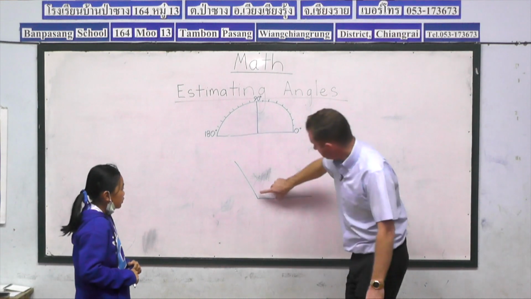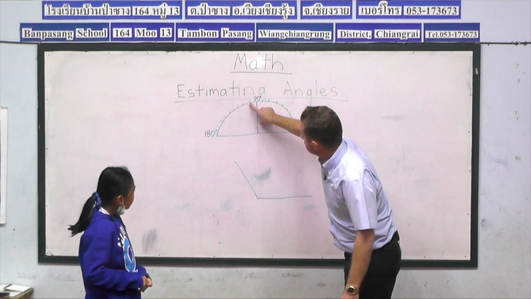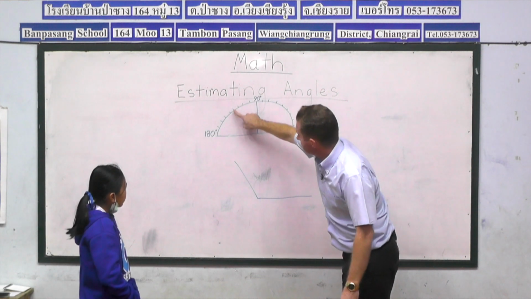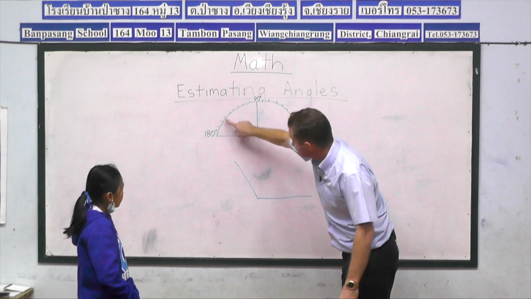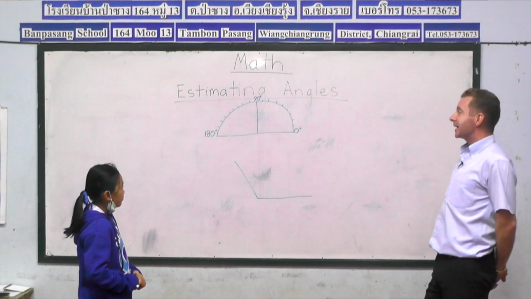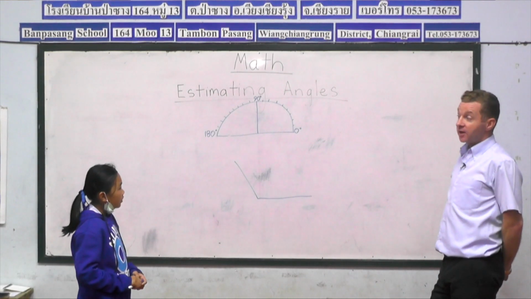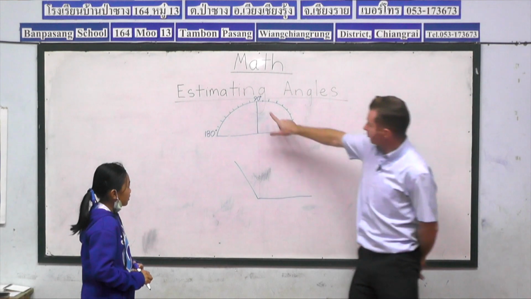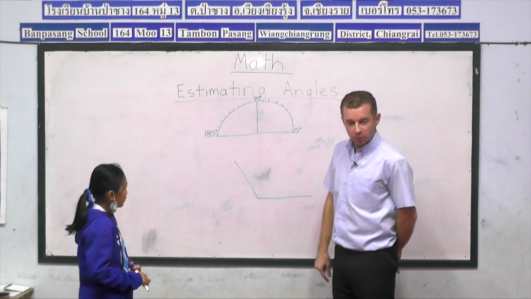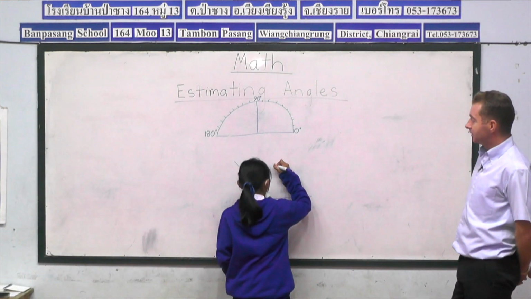So Nadia, if here would be 90 degrees, 100, 110, 130, 140, 50, 60, 70, 80, what do we think about this angle here? Can you estimate? 30. 130. Do you agree, Nadia? 130, 100, 10, 20, 30. Looks good to me. So Nadia, you can estimate the size of the angle.